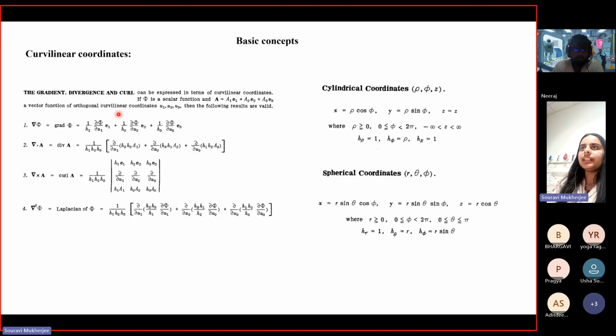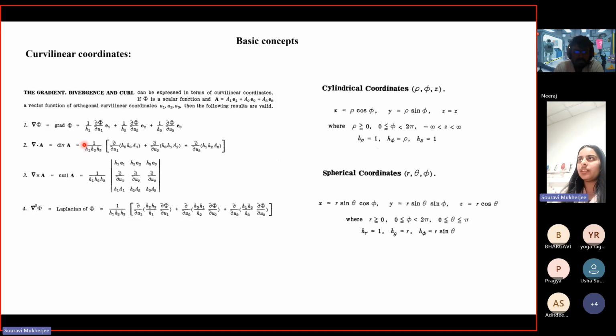You can define them in terms of these new scale factors that we found, and the new unit vectors. So if this is the most general way of defining this, you can say we are defining these operators in different curvilinear coordinates. Based on your coordinates, your h1, h2, h3 will change, and your e1, e2, e3 will change. So you can use whatever coordinate system.